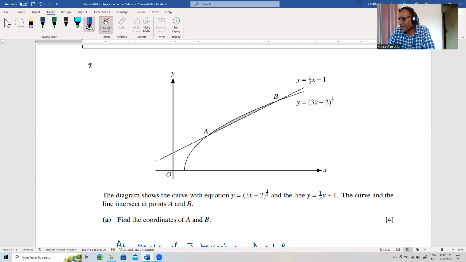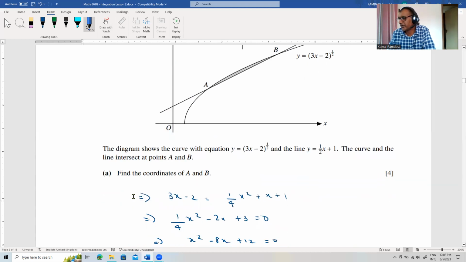And the line y is equal to half x plus 1. The curve and the line intersect at point A and B. Find the coordinates of A and B.